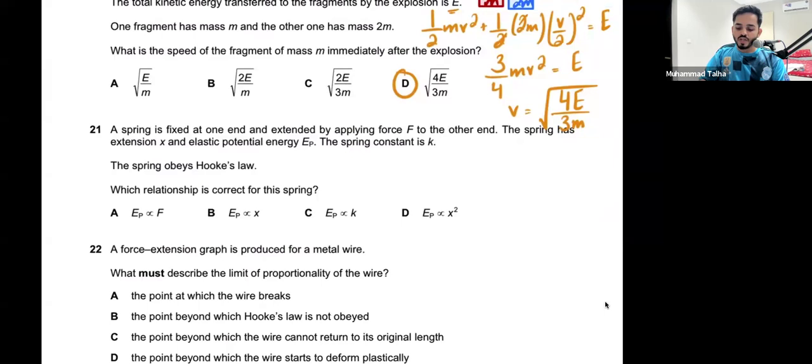21. A spring is fixed at one end and extended by applying a force F to the other end. The spring has extension x, elastic potential energy EP. Spring constant is k, obeys Hooke's law. Which relationship is correct for the spring?